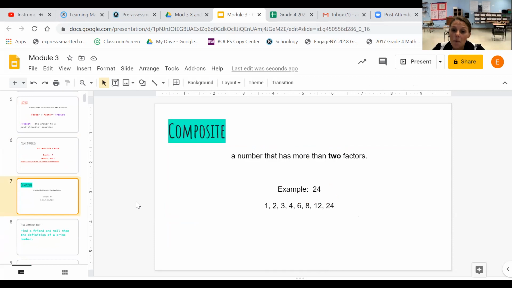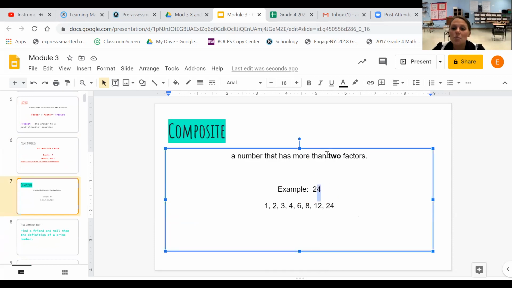Now, the opposite is composite. A composite number has more than two factors. So for example, the number 24 is composite because look at all these numbers that we can multiply, these factors, to get to 24. 1 times 24, 1 and itself. 2 and 12, 3 and 8, 4 and 6. All of those are factors. I like to think of composite as having a lot of letters, so it has a lot of factors, where prime is 1 and me, only 1 and itself.